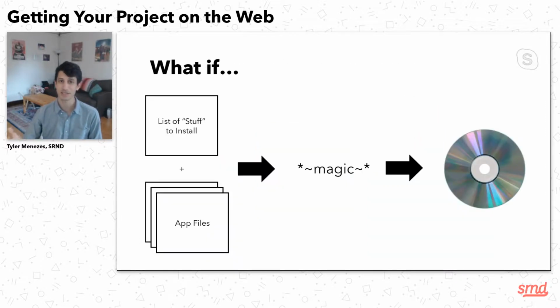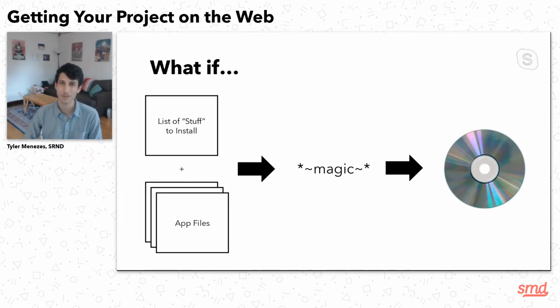So what if instead of dealing with all those installers, we had something like this? We had a system where we give it a set of, here's what we're going to install, and here's the files that go along with our app. And then some sort of magic happens. Who knows what magic that is? I do, but we'll get into that later.